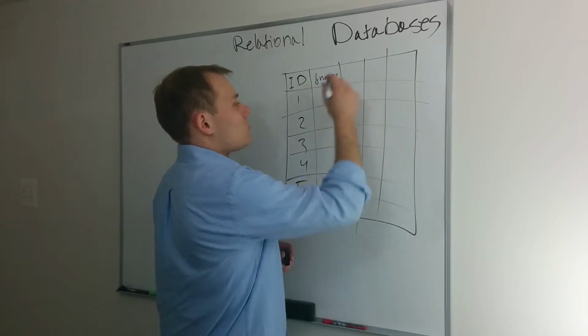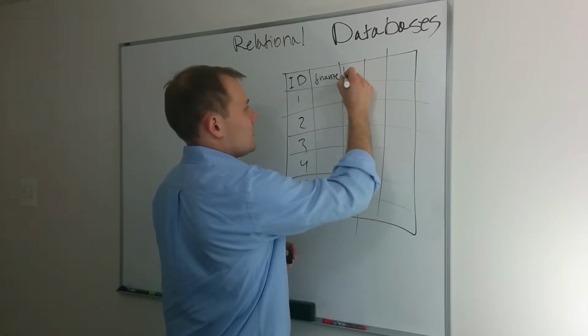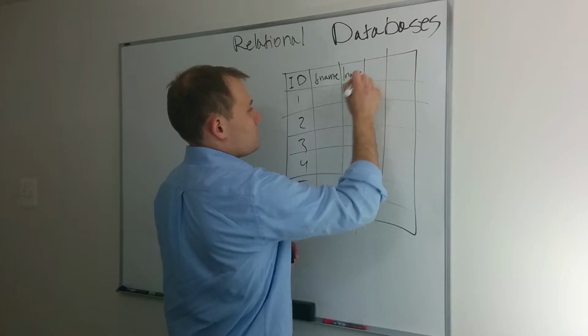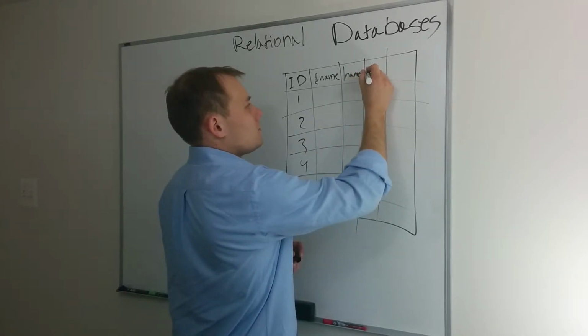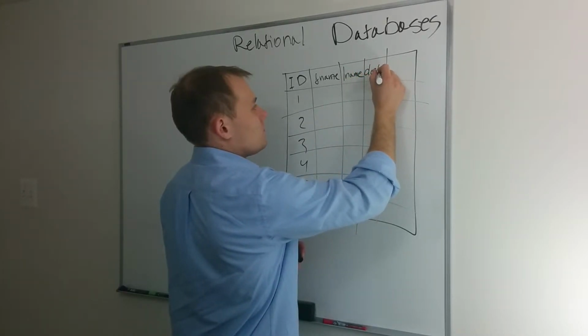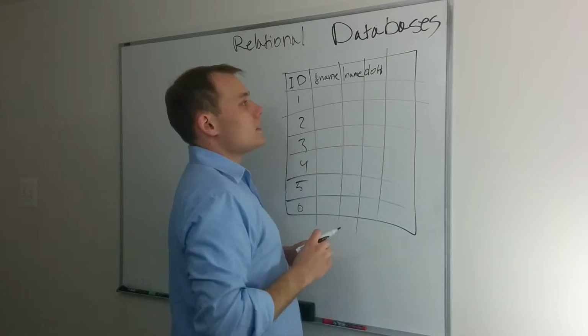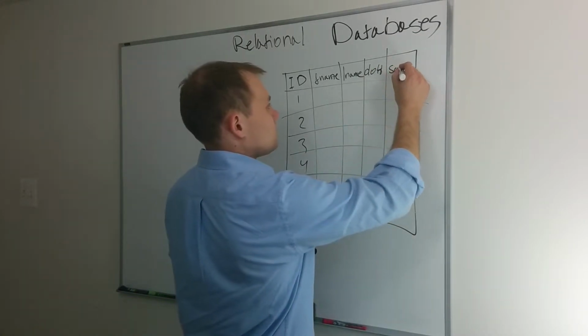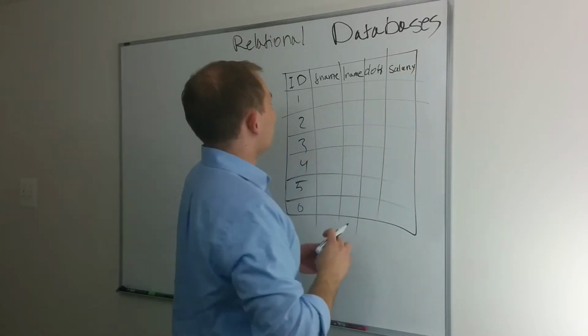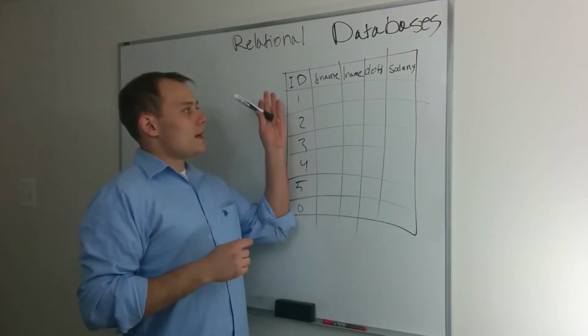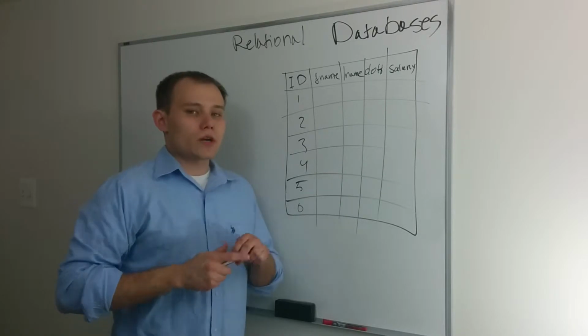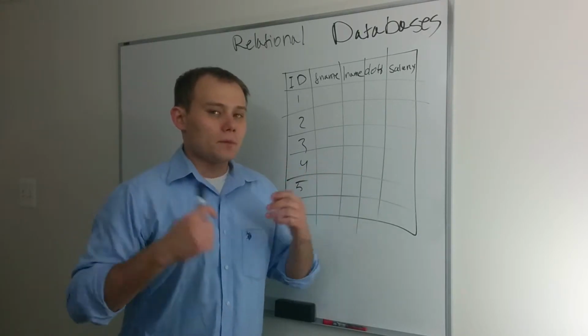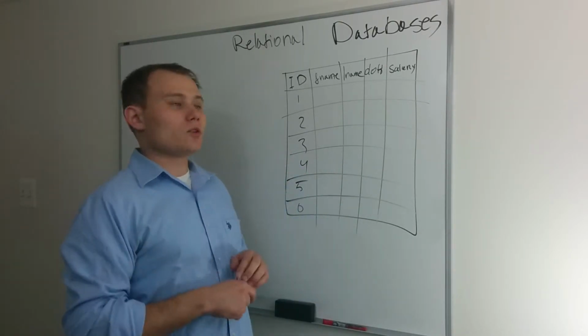In the third column, we're going to have the last name as L name. We're going to have date of hire. And then in the last column, we're going to have salary. All right, so this is a sample data structure. You can say a schema, right? That's the technical term for it.